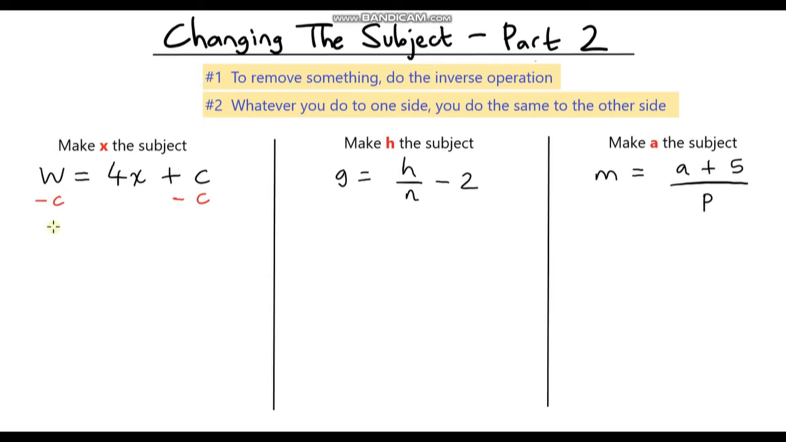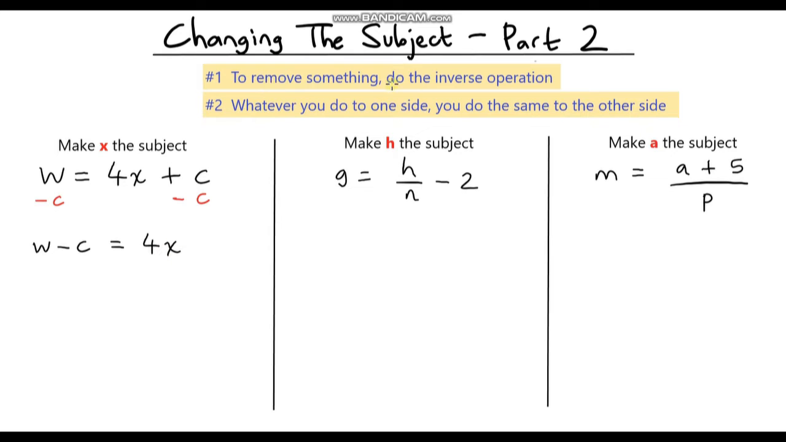So what are we now left with? Well, on the left-hand side, we've got w minus c. And then on the right-hand side of our equation, these c's cancel out. So all we're left with is 4x. So we're getting further. We've got rid of this c. Now we need to deal with this 4 because we want x on its own. This is 4 times x.